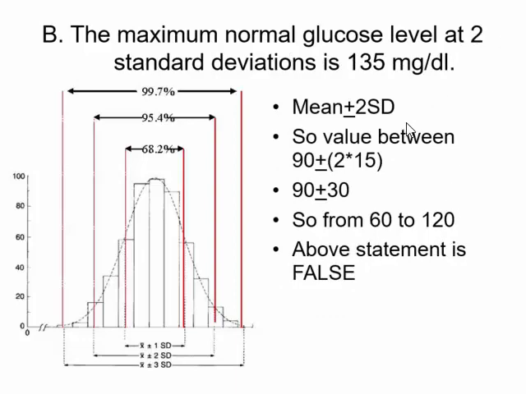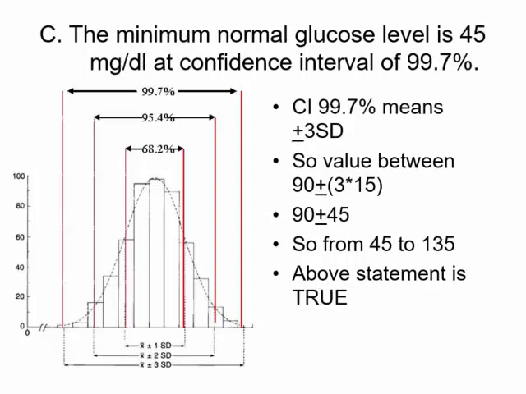Second remark. So you have remark 2 standard deviation. So you can see for 2 standard deviation, 135. So you can see here already, 135 is at the third standard deviation. So that's why the statement is false. 2 standard deviation, the value is only 120.